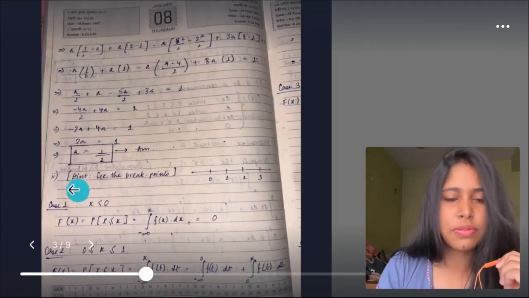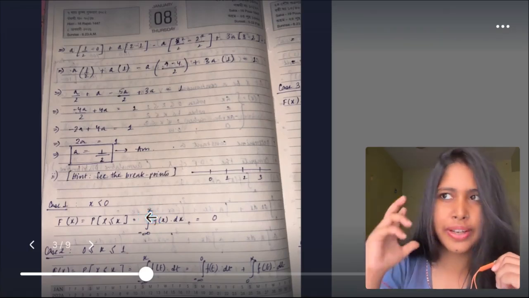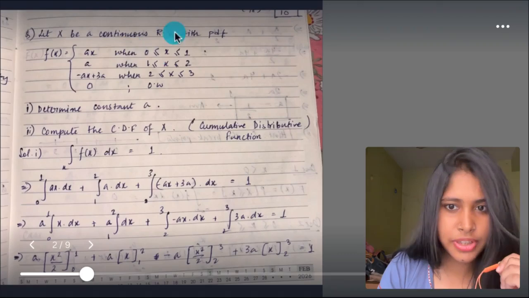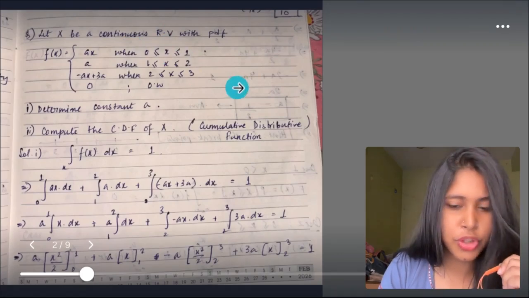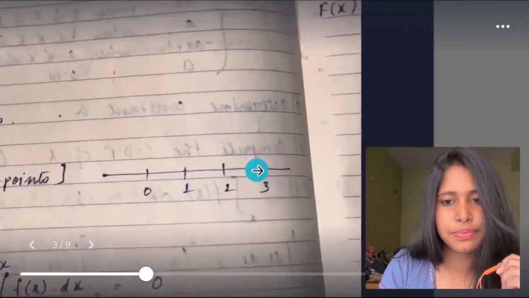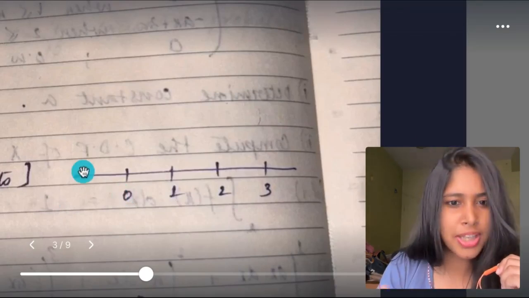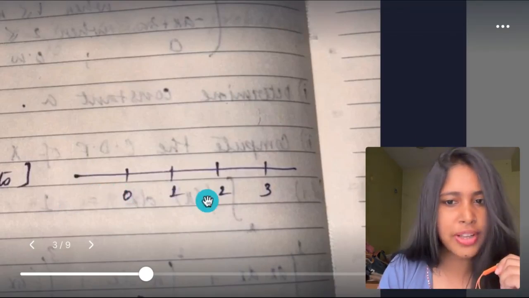Okay. See here. First, how do you get the idea? The idea is to see the breakpoints here. See the breakpoints 0, 1, 2, 3. Then draw a number line, like I have drawn here. I have drawn a number line and I have marked the breakpoints 0, 1, 2, and 3.